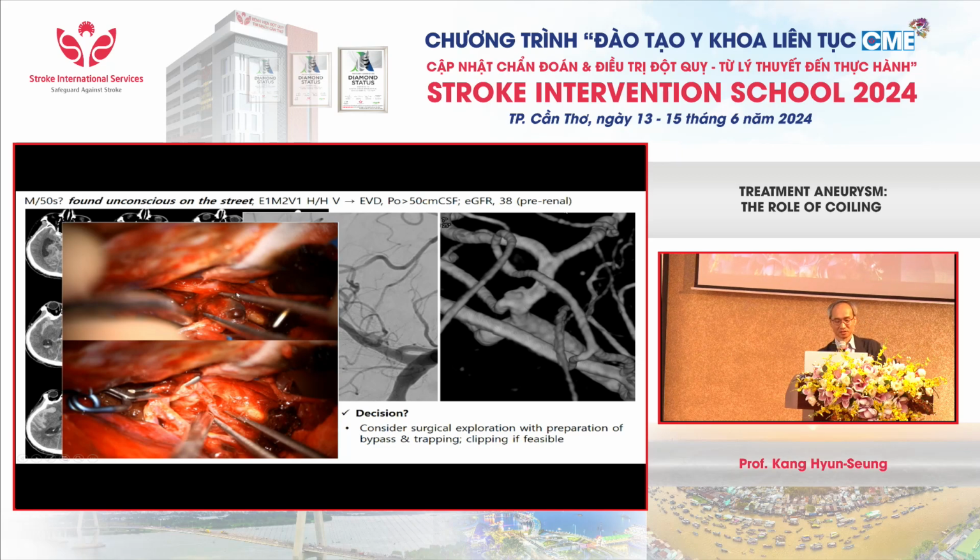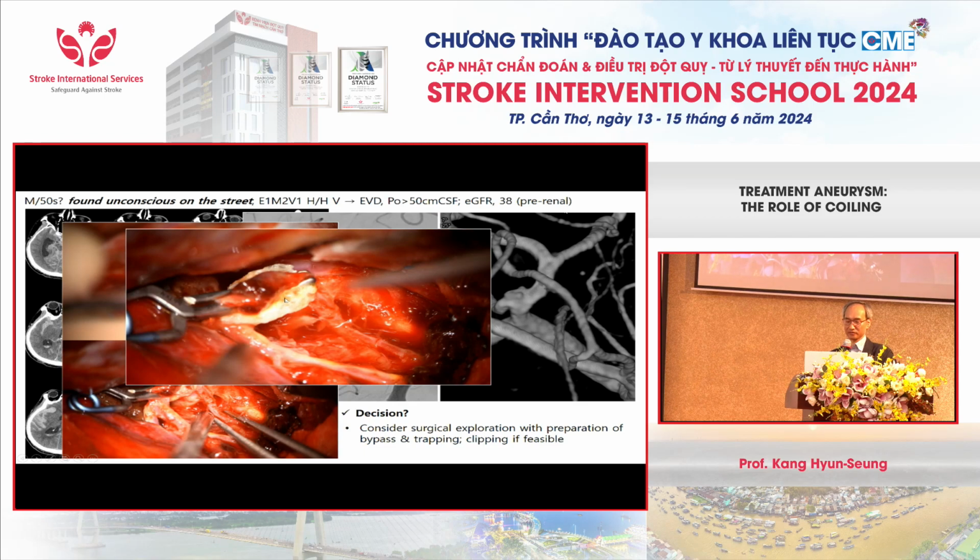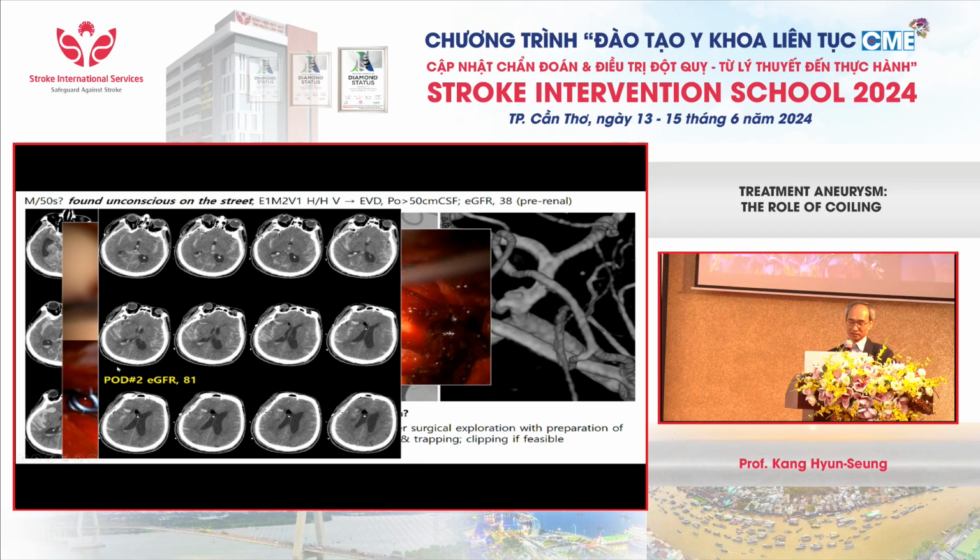So this is the surgical finding. We can see the thrombus, and the aneurysm is in the same location. The surgeon put the clip easily, and he reinforced the parent artery like this. So this was the surgery. This is the day 2 CT follow-up, showing a good result, reduced subarachnoid bleed, and the eGFR is recovering.